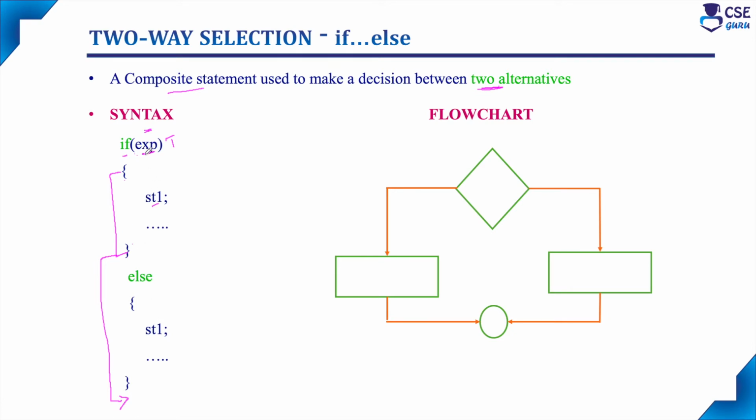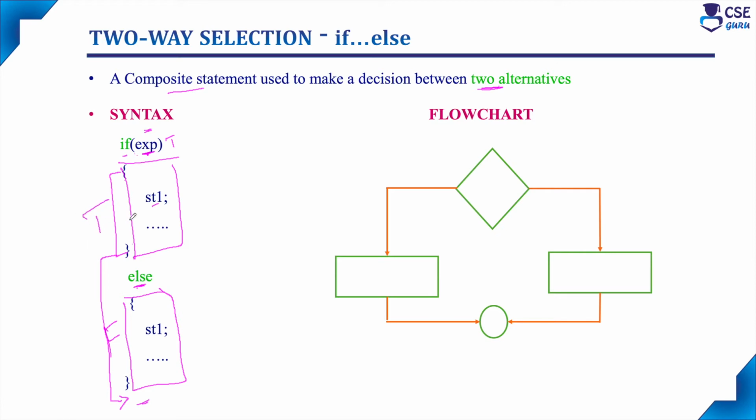Suppose the condition is false, it won't execute this block. The cursor will move to the else part. This else is also a keyword. So the cursor will move to the else part and this block of code will execute. Here also any number of statements we can specify. So when the condition is false, it may execute either a simple statement or a compound statement. After execution of this statement, the cursor will move to the next statement in the C code.